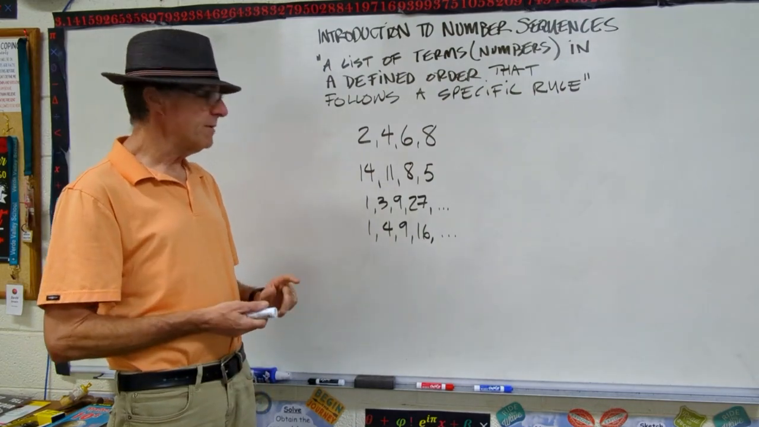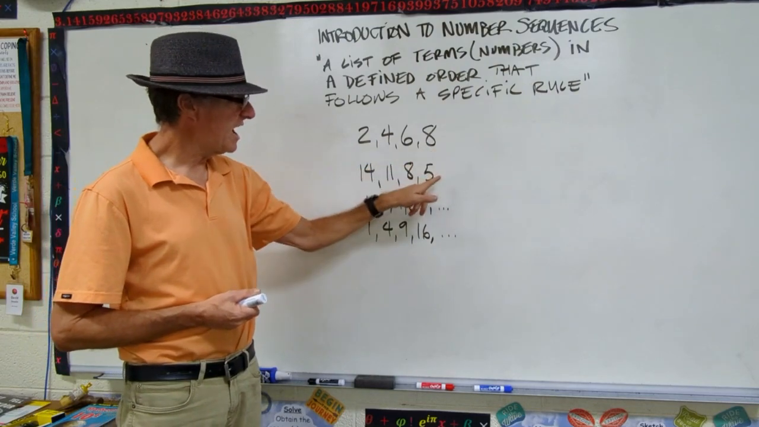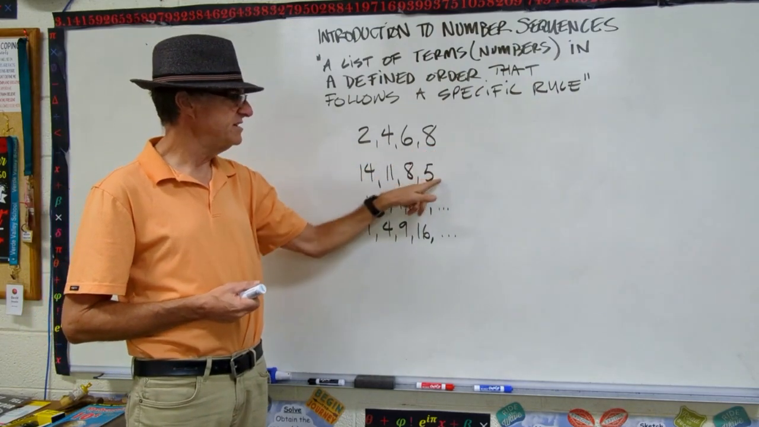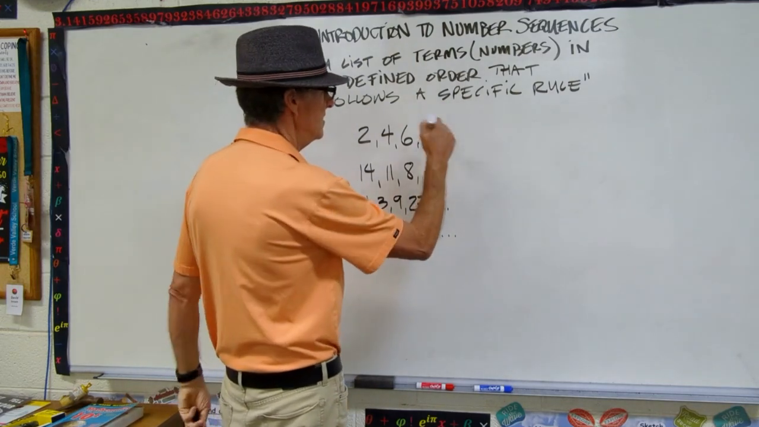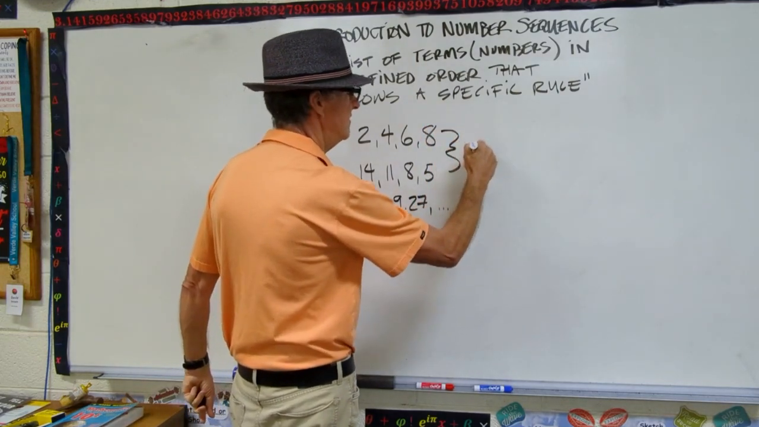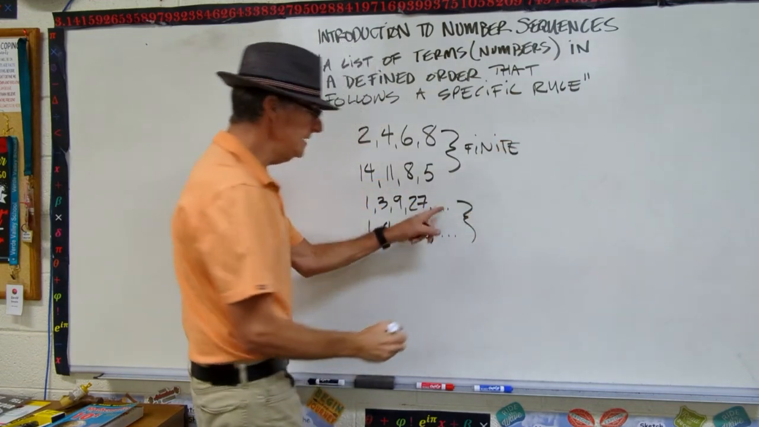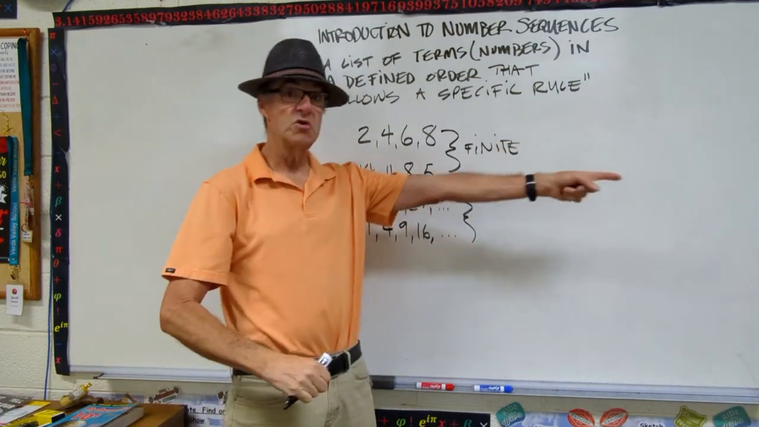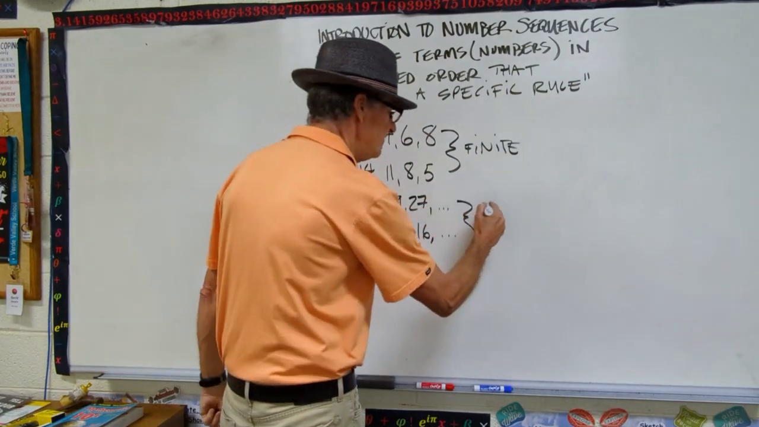Now before we move on, I want to point out one thing here. Notice how this sequence doesn't have the ellipsis ending. So that means this sequence is finite. It ends. And this sequence, the ellipsis indicates that this sequence just goes on. We just keep applying the rule to get the next term. So this is infinite.